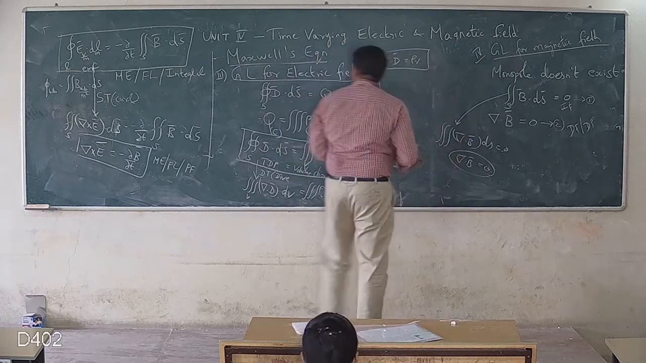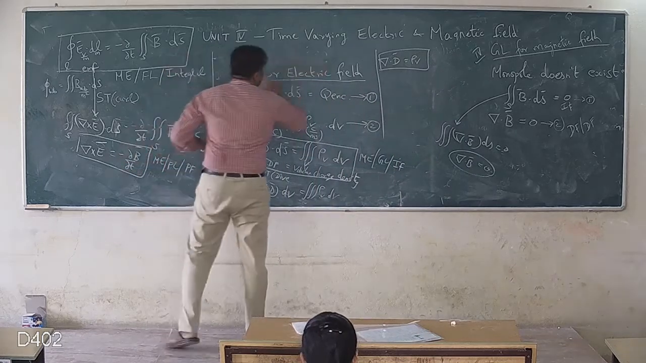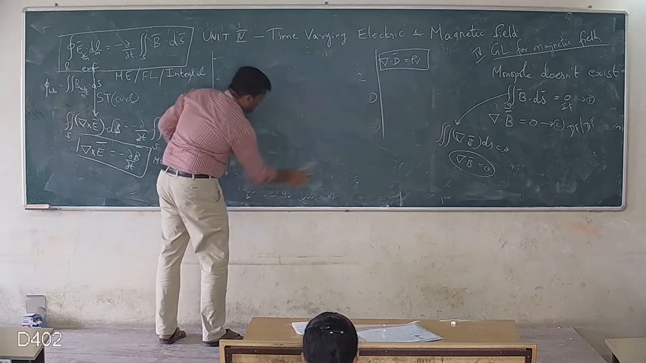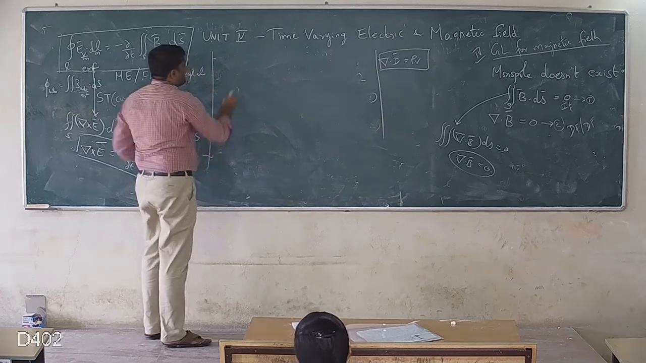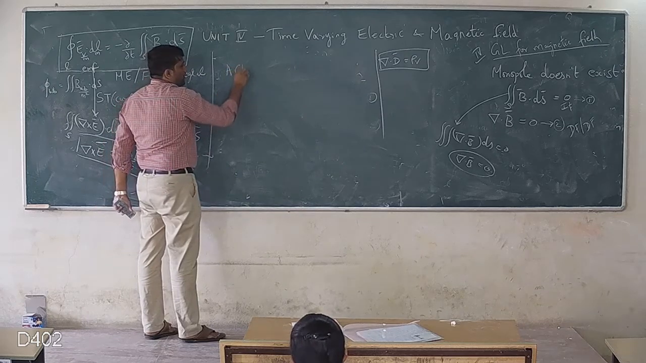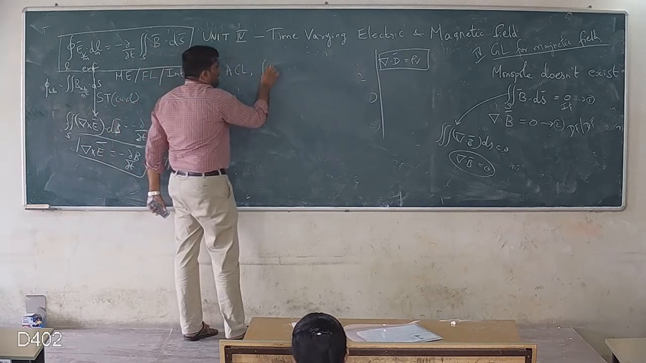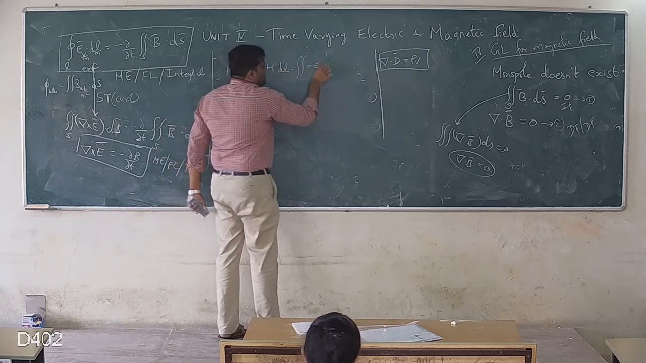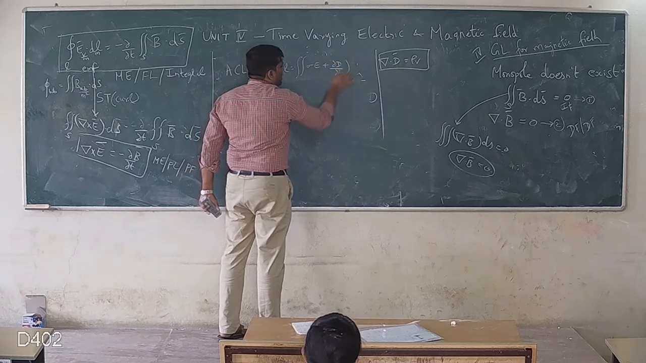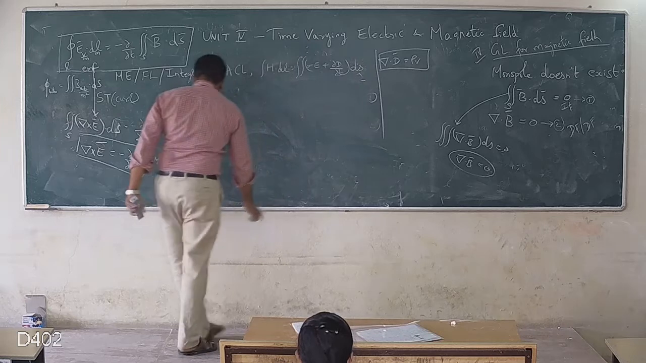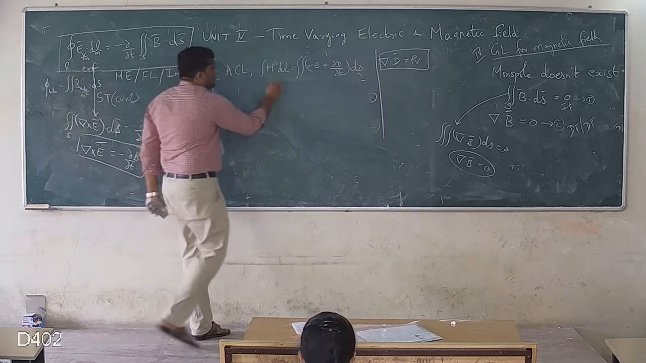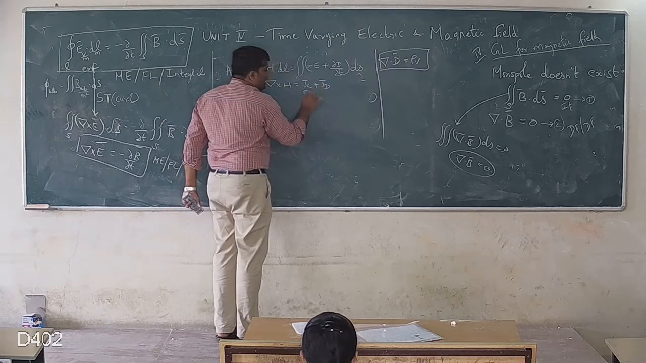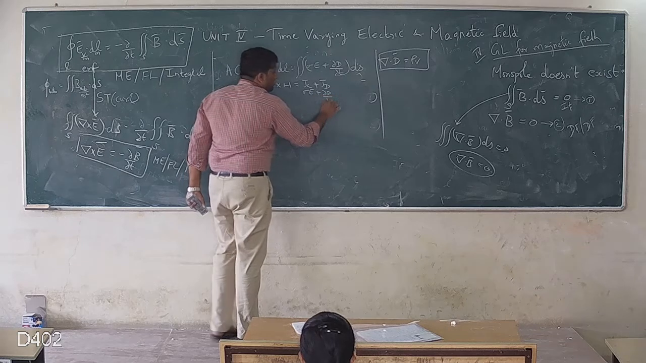As a summary, we have four important laws. The first law is from Ampere's circuital law. So the equation is integral H dot dl is equal to double integral (sigma E plus dou D by dou t) into dS. And along with that, one more equation is del cross H is equal to Jc plus Jd, which is nothing but sigma E plus dou D by dou t. So this is the first law.